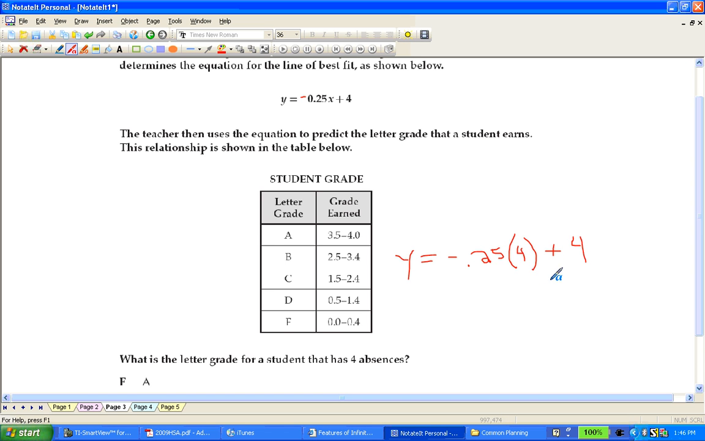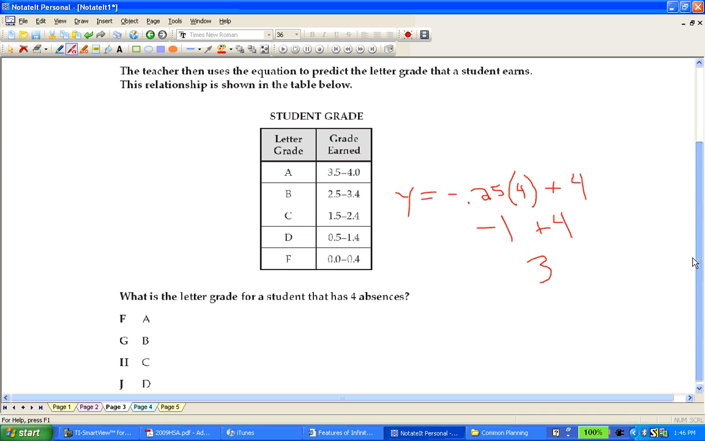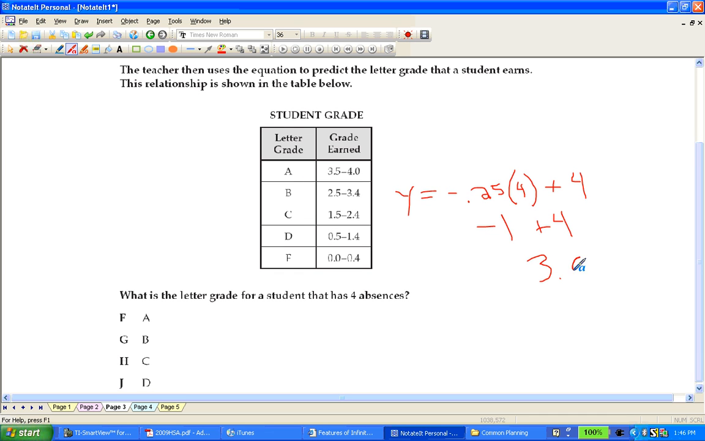Okay? We don't really need the calculator for this. This is 0.25 or a quarter, so 4 quarters is 1, a whole dollar. So we've got a negative 1 plus 4, which is 3. So I know that that student has a 3, or a 3.0. And the 3.0 falls in the B category, between 2.5 and 3.4. So this student gets a B for missing 4 days.